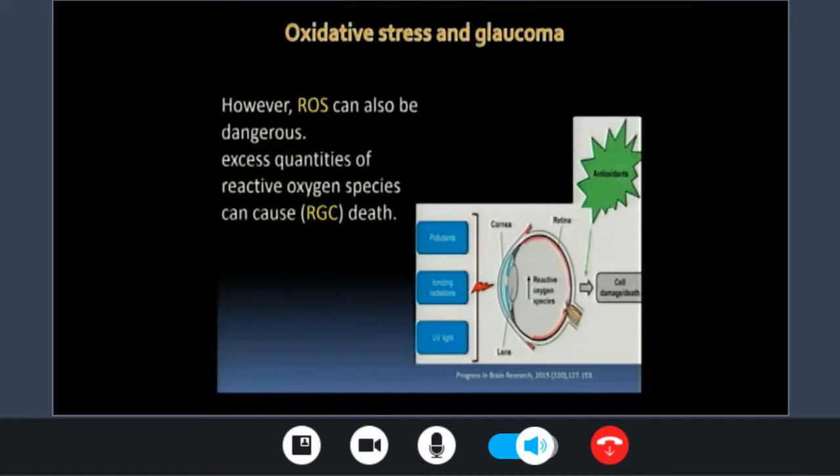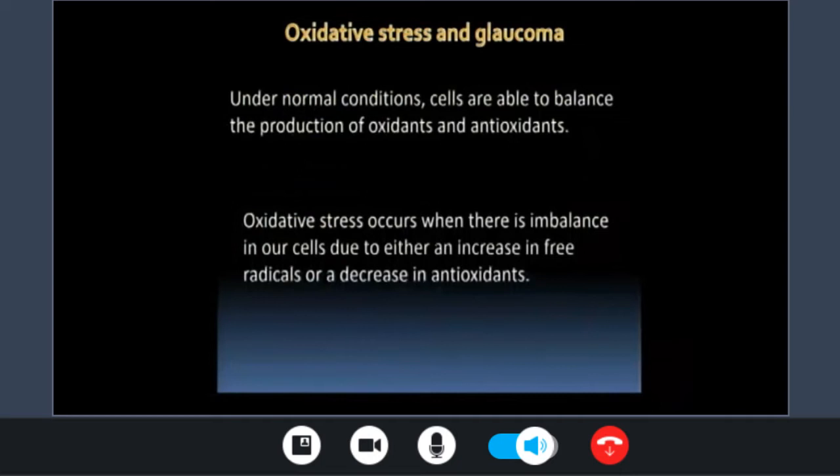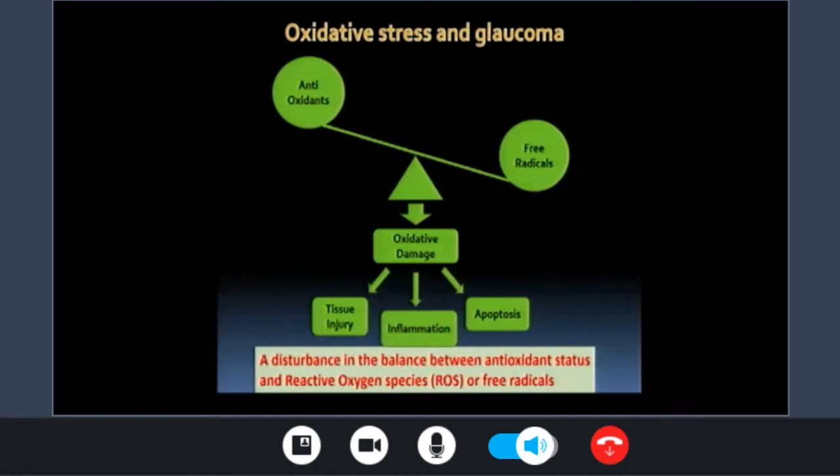However, reactive oxygen species can also be dangerous when at a high level. An excess quantity will lead to retinal ganglion cell death. Under normal conditions, cells are able to balance the production of oxidants and antioxidants. Oxidative stress occurs when there is an imbalance in our cells due to either an increase in free radicals or a decrease in antioxidants. And this is definitely what will happen when you have imbalance. There will be oxidative damage in the form of tissue injury, inflammation, and apoptosis.